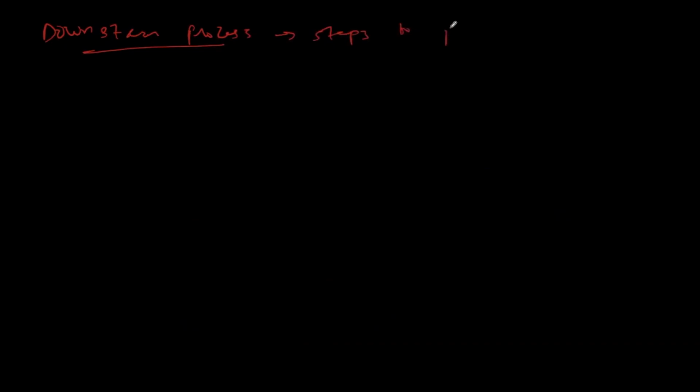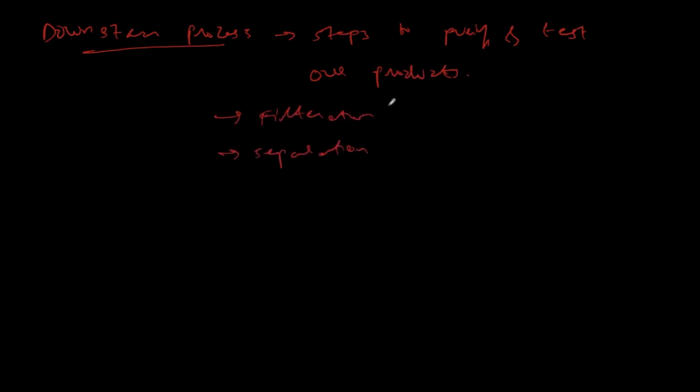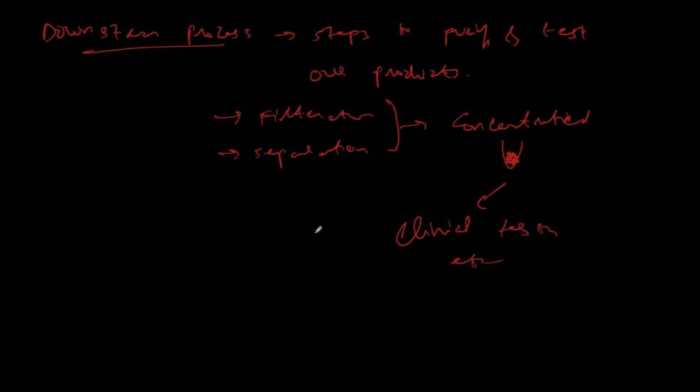Downstream processing consists of steps to purify and test our product. There are multiple filtration and separation steps, and after this it is concentrated. From the higher volume we get a very small volume of highly purified and concentrated protein, and then it has to go for clinical testing, etc. After we get the QC report, that is, the quality control report, then we'll have the finished final product.